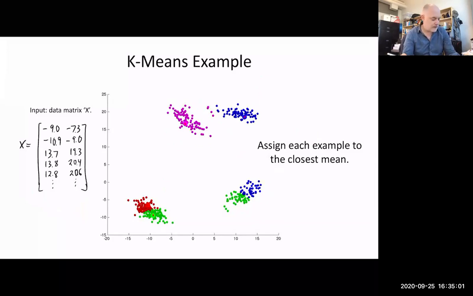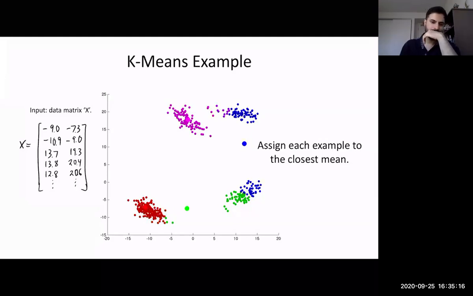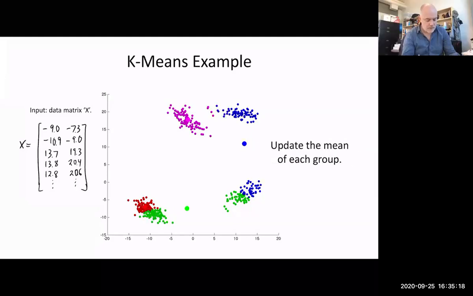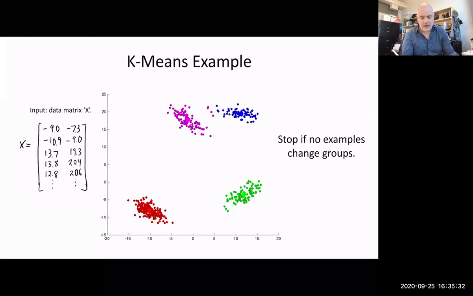Now, after you've made the assignments, you update the cluster mean. So the cluster mean of this is going to go here. The cluster mean of this is going to go here, and the red and the purple are going to stay roughly where they are. Then you do the reassignment, so more of these points are going to be assigned to the red. And you keep repeating this process over and over. Update the mean of each group, assign each example to the nearest mean, update the mean of each group, assign each example to the closest mean, and stop if no examples change groups.